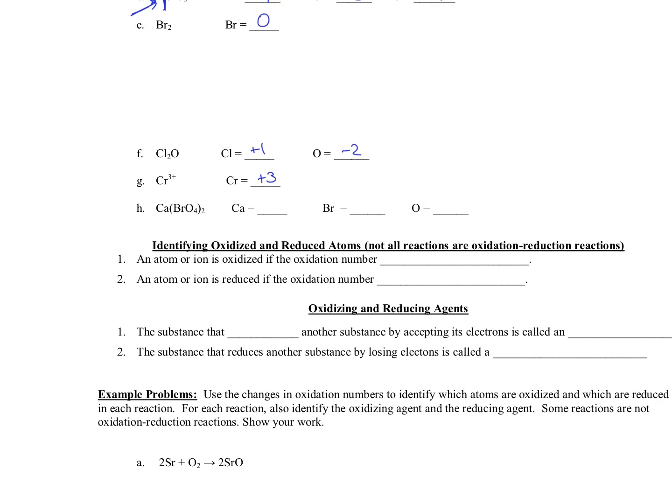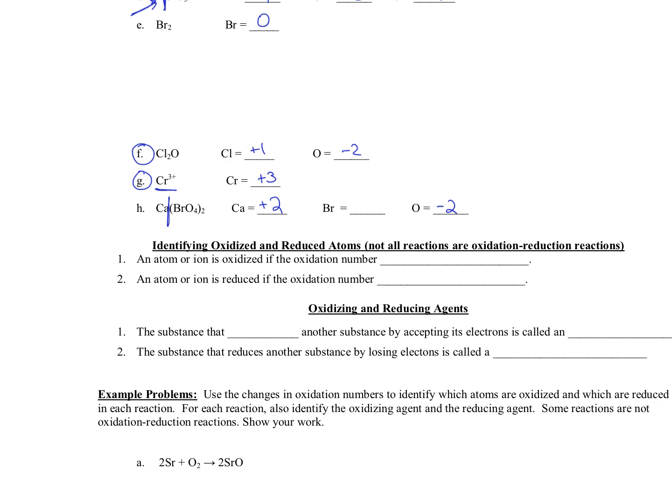Moving down to the next page, most people have no problem with F or G. Chromium, this is a chromium ion, so the oxidation number is just the charge of the ion. Calcium perbromate often causes an issue. But again, if we divide this into ions, I see that I have a calcium ion. Calcium is a +2 ion, so it is a +2 oxidation number. It's +2 because it's in group 2. And if I assign oxygen as -2, which I should do, then I can figure out the bromine.